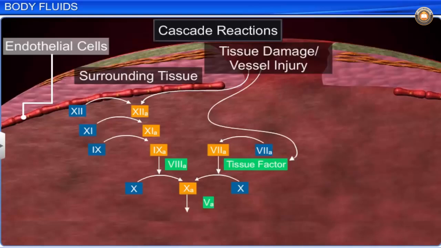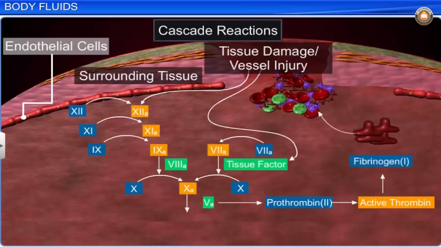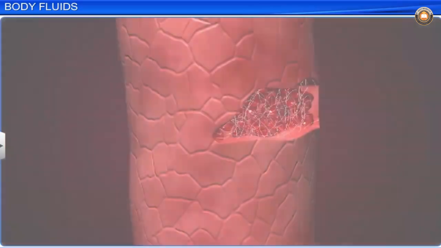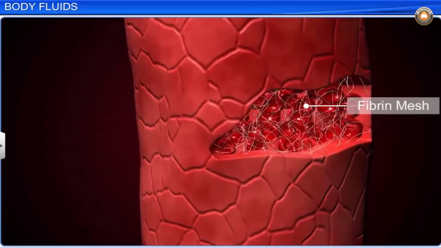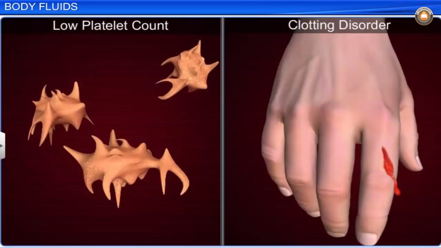These reactions catalyze the conversion of inactive prothrombin to active thrombin, which in turn helps convert inactive soluble fibrinogen into active insoluble fibrin. Fibrins form a mesh in which dead and damaged blood cells are trapped to stop blood loss. The mesh looks reddish-brown and is called a clot or coagulum, which is formed in 3 to 5 minutes. As platelets help clotting, their reduction can result in clotting disorders, causing severe blood loss.